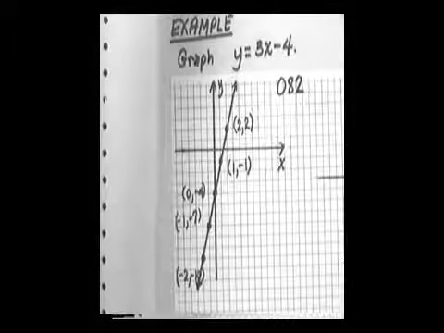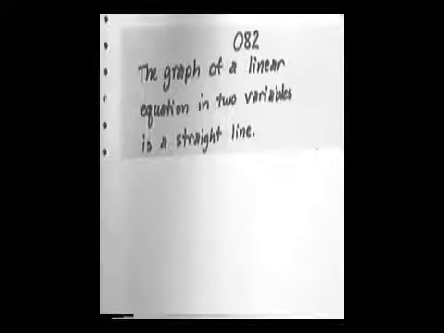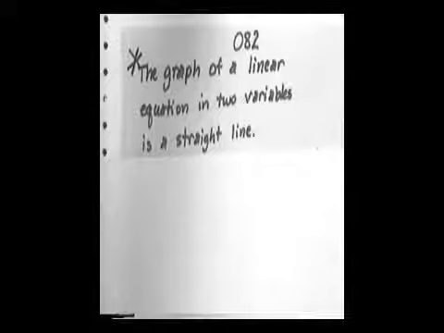Every linear equation has this feature. Let me give you a statement about linear equations that says exactly that. The graph of a linear equation in 2 variables is a straight line. This is a very, very important statement. It is vital that you understand that this statement is true. Let me put a star beside it. The graph of a linear equation in 2 variables is a straight line.